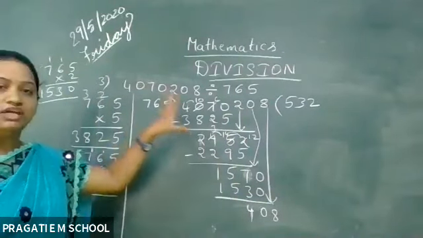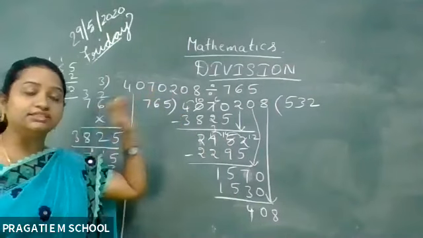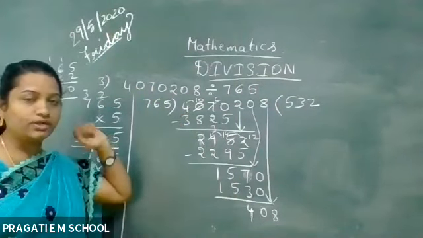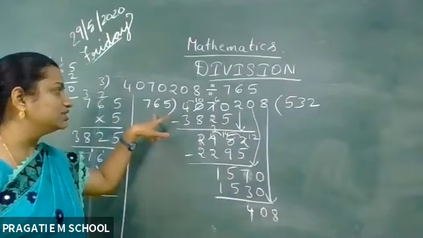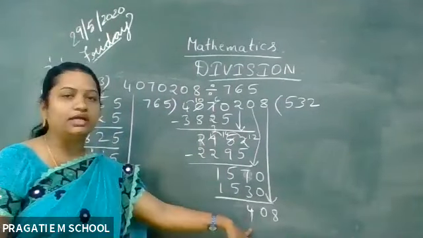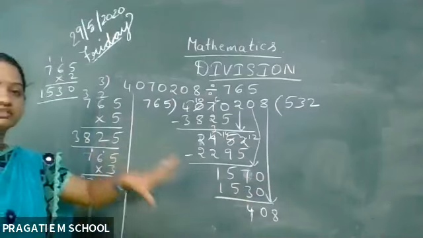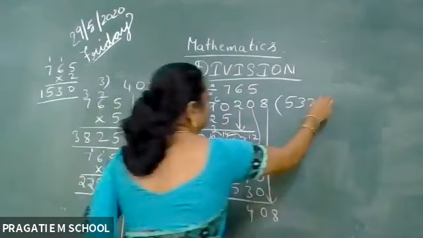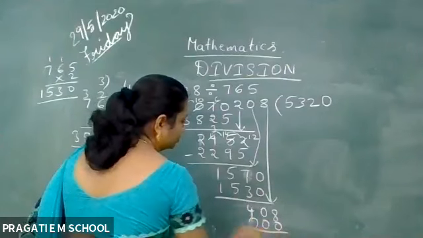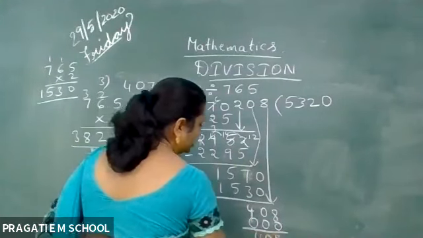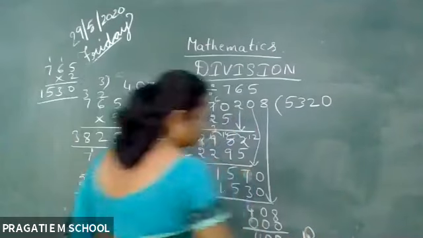765. But what we have done, children, focus everyone. This is the main step you have to follow. In 765 table, we won't get 408. But what is 765 zeros? It is 0. So 0, 0, 0. What is the remainder? 408 is the remainder.